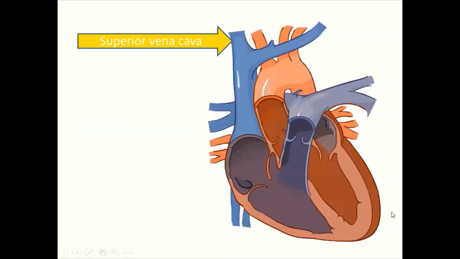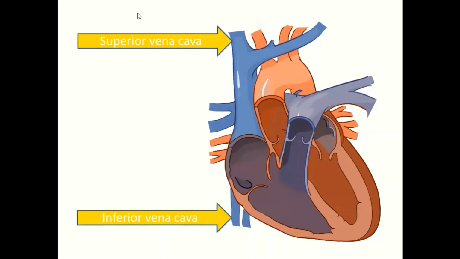Okay, now this is the vena cava. This vena cava is the biggest vein in the body. So this one is called superior vena cava and the other one is inferior vena cava. So blood from the head goes to the superior vena cava and to the right atrium, while the blood from the legs, from the trunk, is carried by the inferior vena cava to the right atrium. Please remember the names: vena cava, superior and inferior.